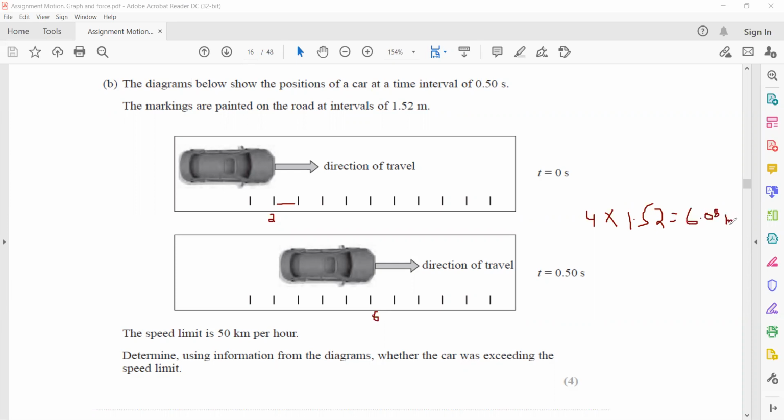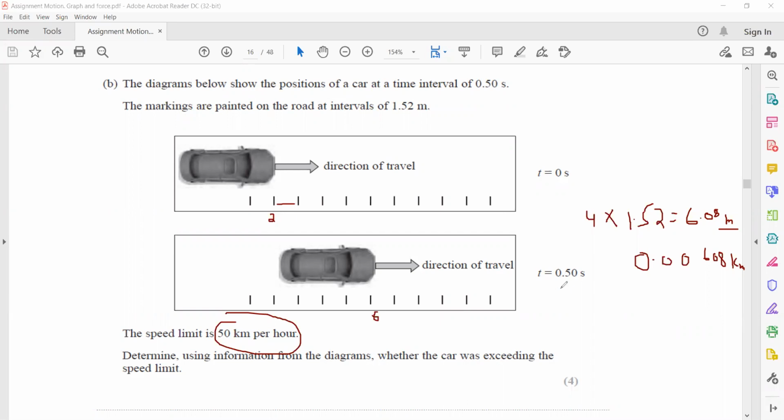But that is in meters. We need kilometers to compare with the speed limit in kilometers per hour, so we have to divide by 1000. So 6.08 divided by 1000 gives 0.00608 kilometers. Sorry, it was in meters, we divide by 1000, so we convert into kilometers.